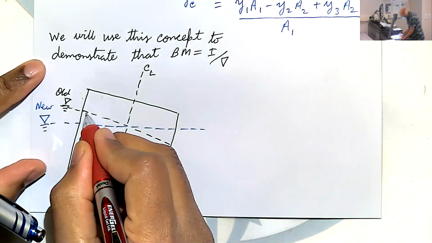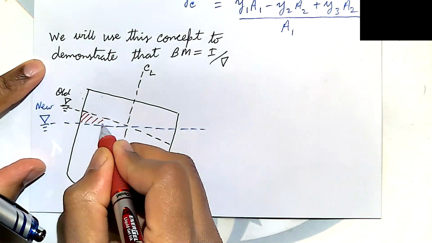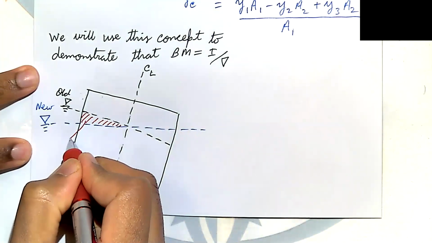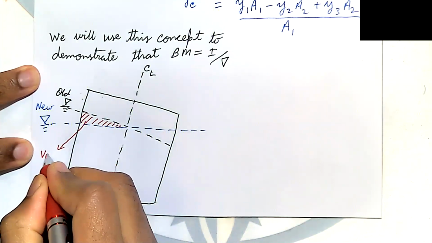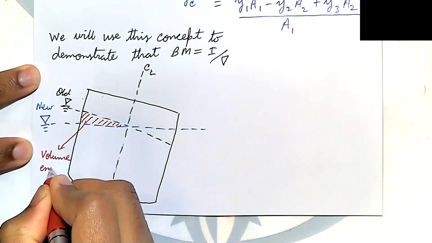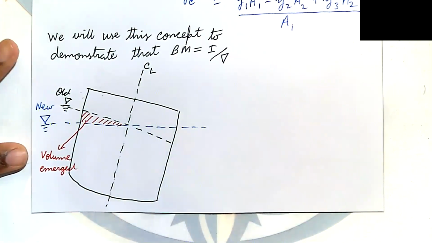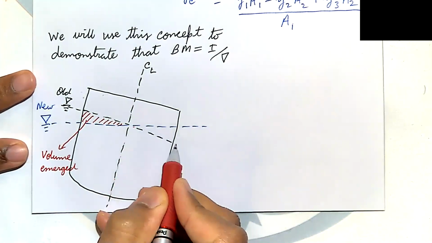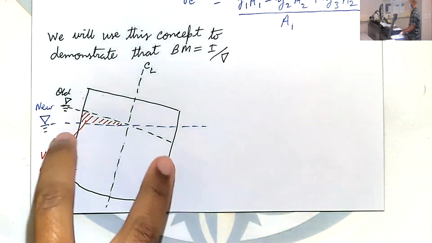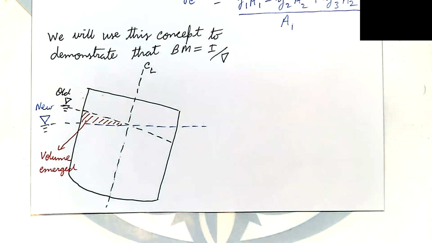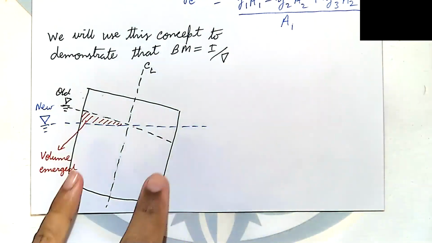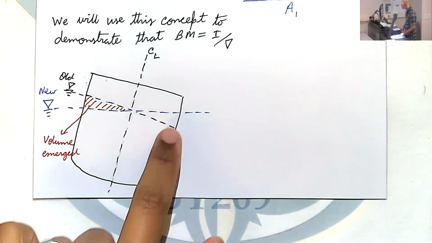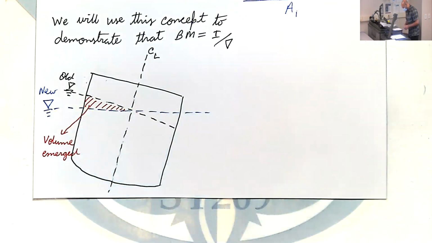This shaded part that I will draw is what has emerged out of the water. Let's call this volume emerged. And similarly, this part over here is the new volume submerged. And they have to be equal because the total weight of the ship, the displacement, hasn't changed. So the total submerged volume should not change either. Whatever comes out has to be submerged on the other side.